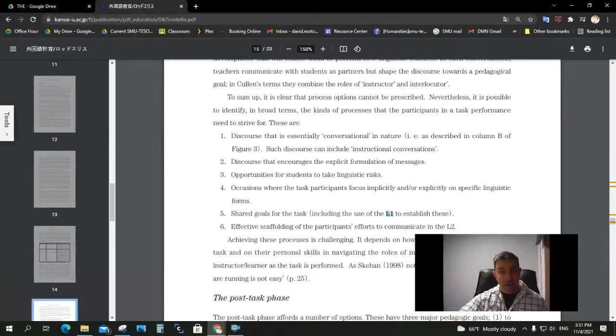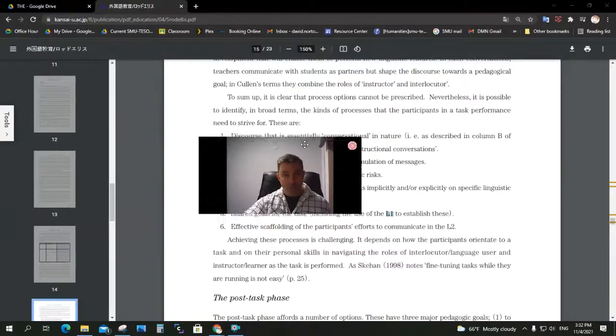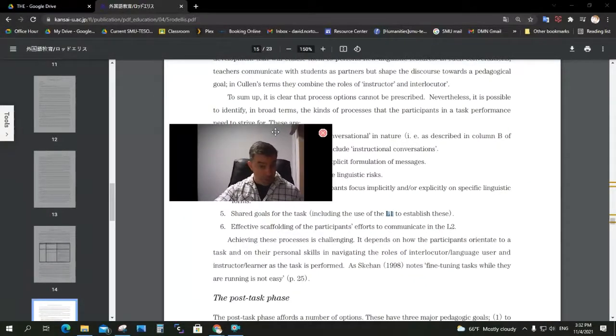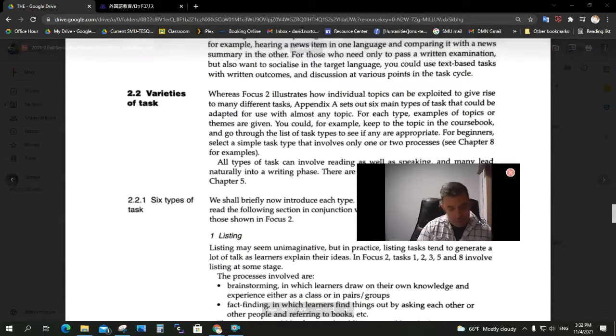I've always said L1 has a place. I think the reason all these communicative teachers say there's no place for L1 is, well, there's a lot of monolingual English speakers out there who need jobs. That's what I think. Number 6, this is, again, from Ellis. I'll put this study in your Google Classroom. Number 6, effective scaffolding of the participants' efforts to communicate in L2. Well, we know that already, don't we? You've got to scaffold your learners. Okay, so all of that was just to answer number 5. It's an opinion, but I support Ellis's opinion here.